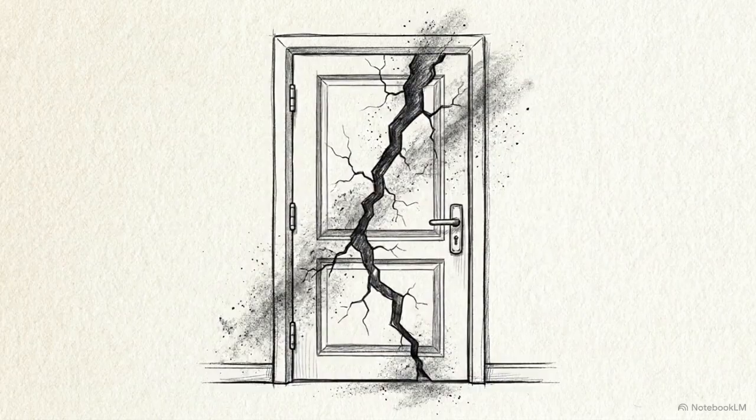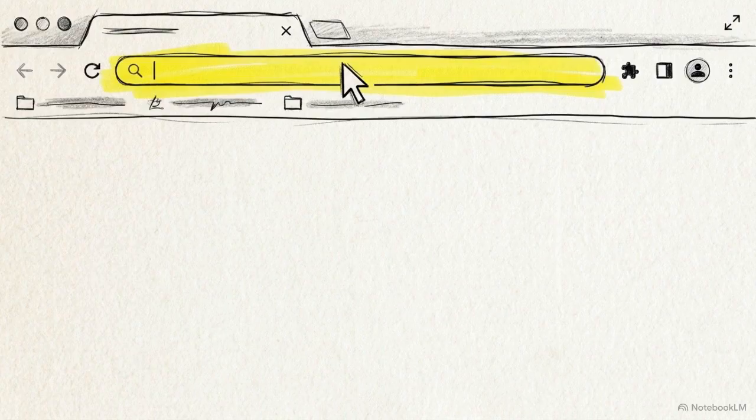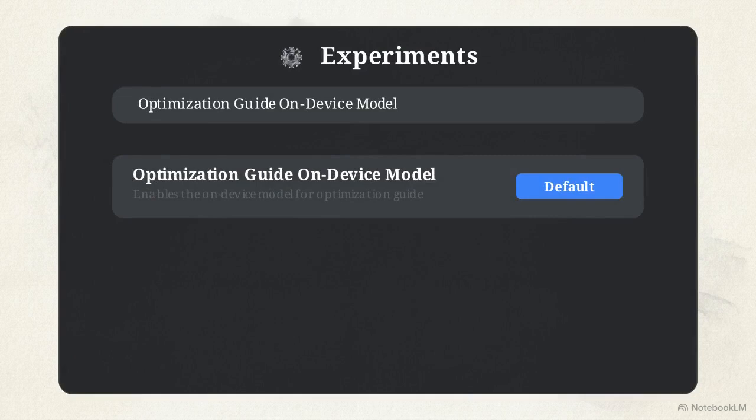To guarantee the download cannot trigger again, we have to secure the backdoor by accessing Chrome's hidden developer layer, known as the Flags menu. Click up into your browser's address bar and type exactly this: chrome://flags. Hit Enter. You will see an internal search box at the top of the page. Type in Optimization Guide on Device Model to isolate the specific setting we need to neutralize. Next to that entry, click the drop-down menu and change it from its default state to Disabled.